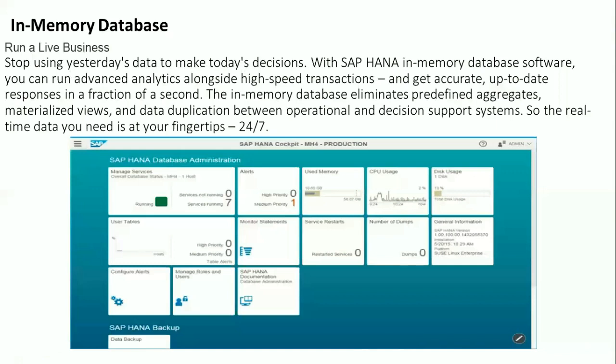In today's environment, if you see the HANA in-memory database software, it is very, very high speed. First of all, because of the removal of aggregation and duplication. Because of not having these materialized views, the database speed has improved tremendously. Up-to-date information you are going to get in a fraction of a second. Why? Because the in-memory database eliminates the predefined aggregates. Now there is no need for any aggregates, materialized views, or data duplication between the operational and the decision-support systems.